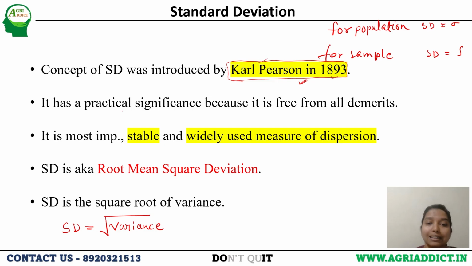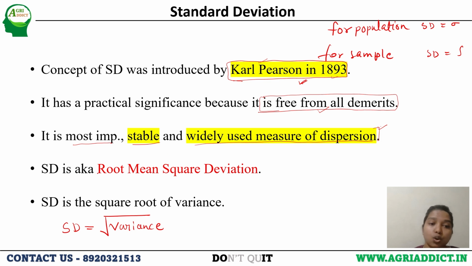It has practical significance because it is free from all demerits. We are saying it is free from all demerits because whatever we studied earlier, like range, quartile deviation, and mean deviation, all of those had some demerits. That's why we are saying it is free from all demerits. Because of that, it is the most important, stable, and widely used measure of dispersion. This can be asked as a question: which of the following is a widely used measure of dispersion? You should know that it is standard deviation.